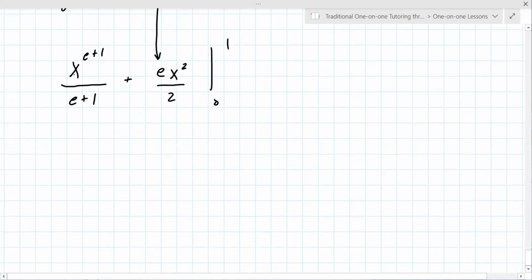What is 1 to any power? It's always 1. Yes. So this becomes 1 over e plus 1, plus e over 2, because 1 to any power is 1. There's nothing for the zeros, it's minus 0. Okay, great.